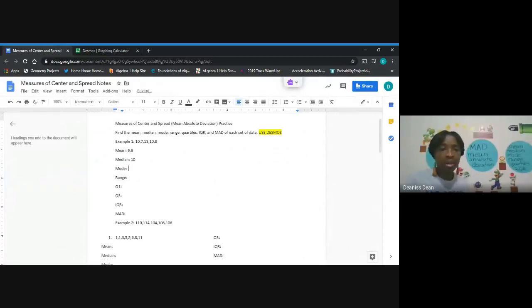Mode is the number that shows up the most in my list of numbers. Well, I can just look at the list and see I got two 10s and nothing else repeats. So my mode is also going to be 10 because that's the one that shows up the most. So remember, mean is the average of the numbers. Median is the middle value. Mode is the number that appears the most.